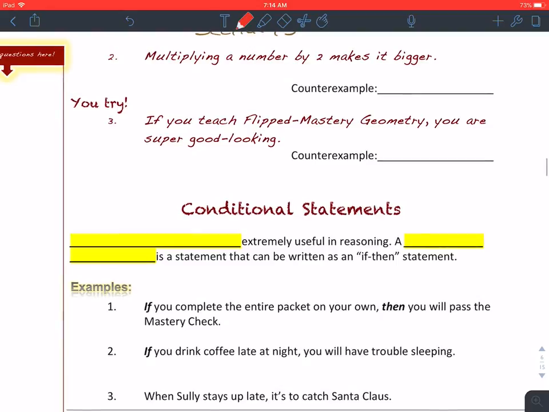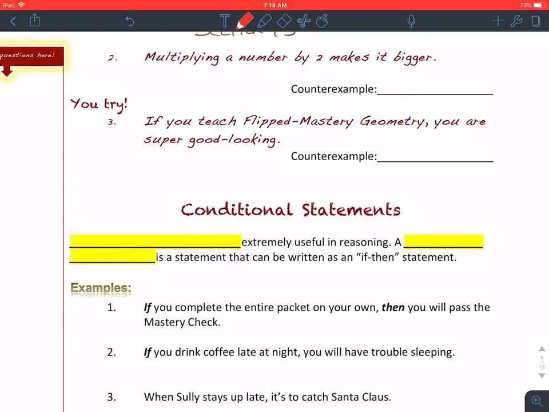Multiplying a number by 2 makes it bigger. Was that a true statement? It is lots of times, but it's not true every time. Check this out. If I take negative 3 times 2, we get negative 6. We multiplied a number by 2, negative 3, and we got a number that was smaller, negative 6.